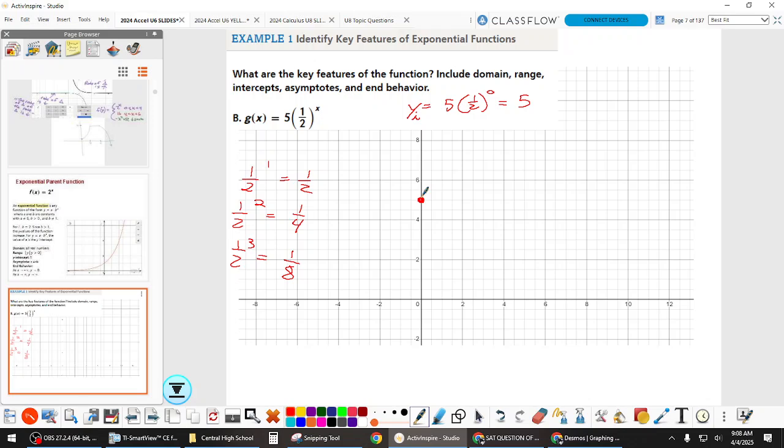And then the shape of this, you could plug in another couple points like we did a second ago. So 5 times 1/2 to the 1 is 5 times a half, which is 2.5. Okay, 5 times 1/4 is 1.25, which is like there. And that just gives you a little bit of a better clue as to what the graph looks like. You don't need to do very many points, but it's hard to graph with the shadow.